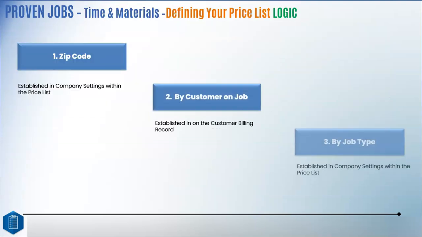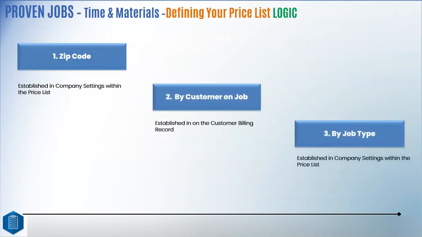Now, there is going to be a bit of logic in defining the price list. In company settings, you will define it by zip code. So if there is a zip code allocated to a price list, it will be applied first, then established by the customer billing record, then by job type. It can be overwritten in the billing section, which we'll come to in just a moment.